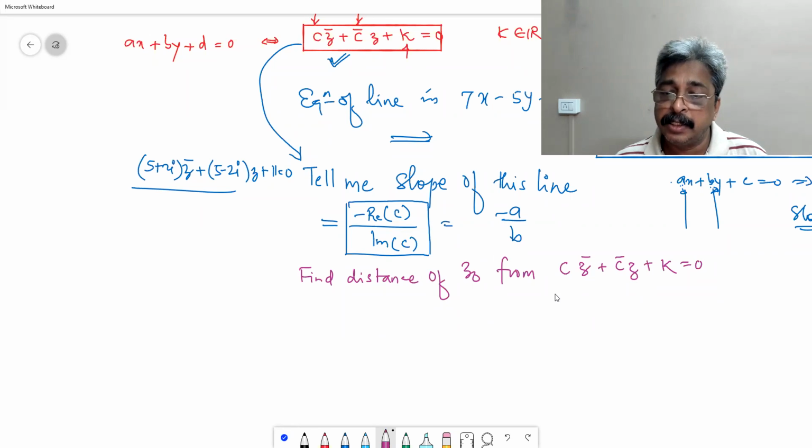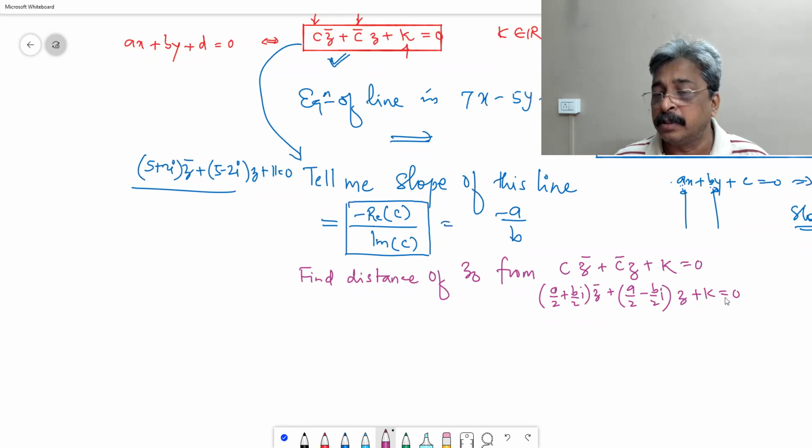So this line is (a/2 + b/2 i) z bar plus (a/2 minus b/2 i) z plus k is equal to 0. And after simplification we get ax plus by plus k is equal to 0. That is how we get it.